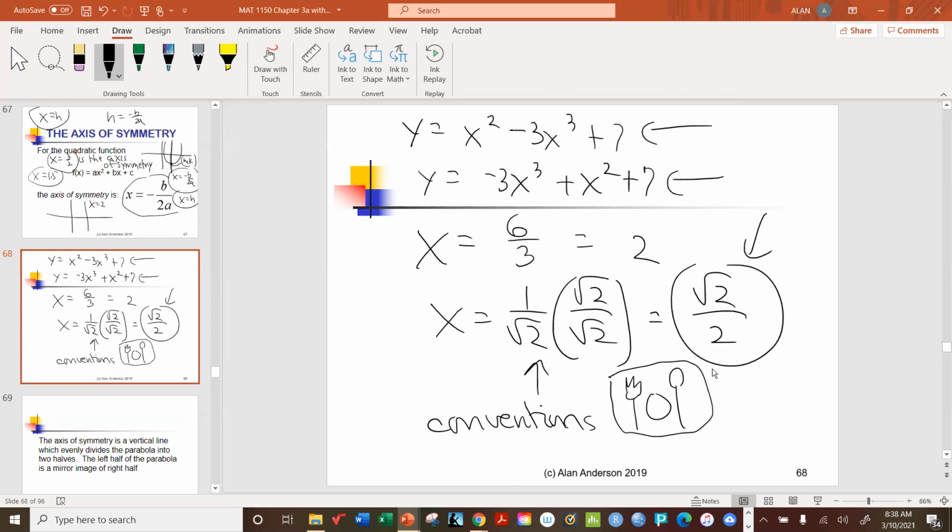But these are just conventions. And if you write down on a test this, you're not wrong. It's just that this is preferred. Okay. Thank you for clarifying, Professor. Sure. I very much appreciate it.